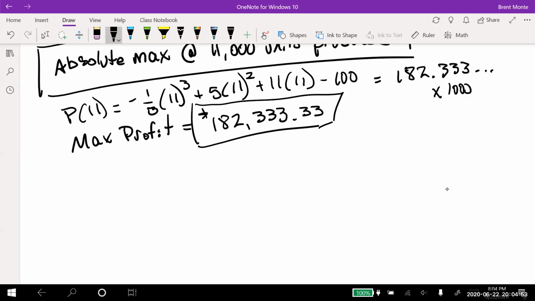So I found the maximum profit. I get a maximum profit of 182,333.33 when I produce 11,000 units. So that's the idea. That is how we do these problems.